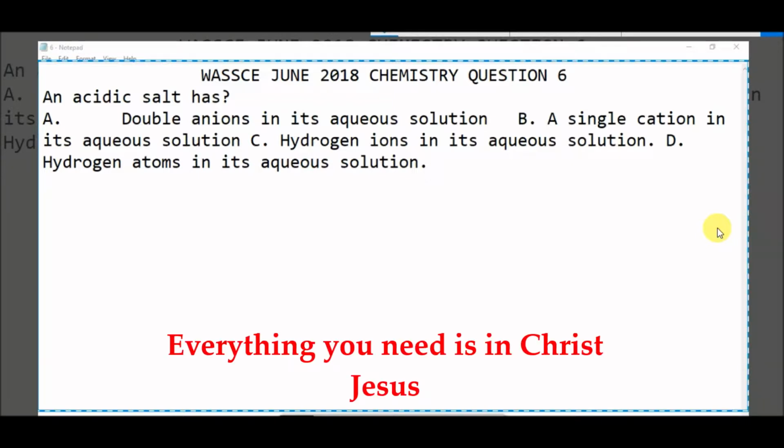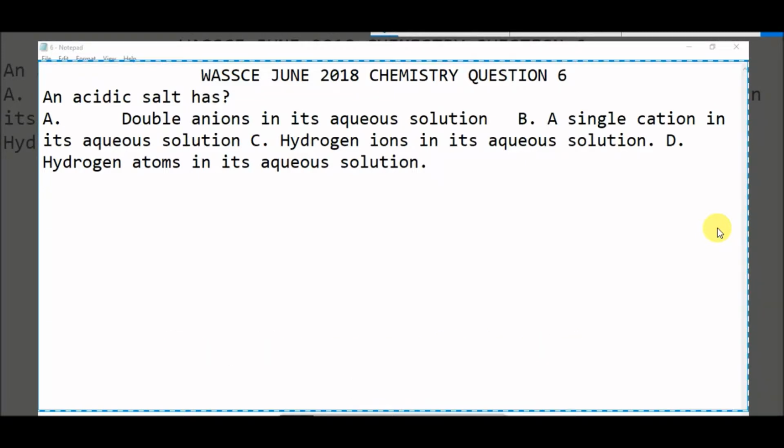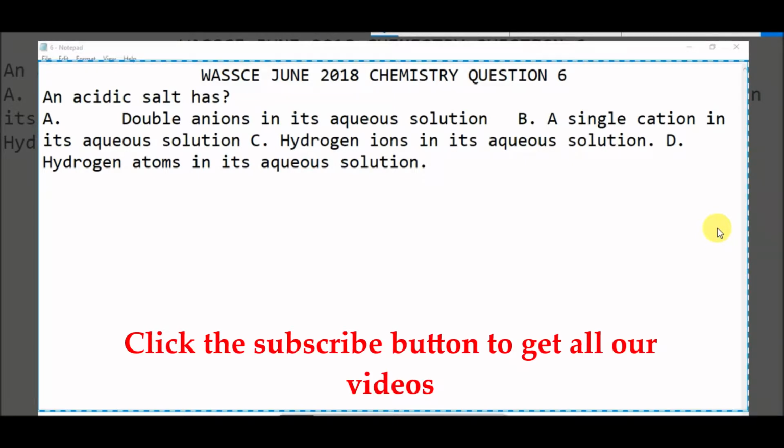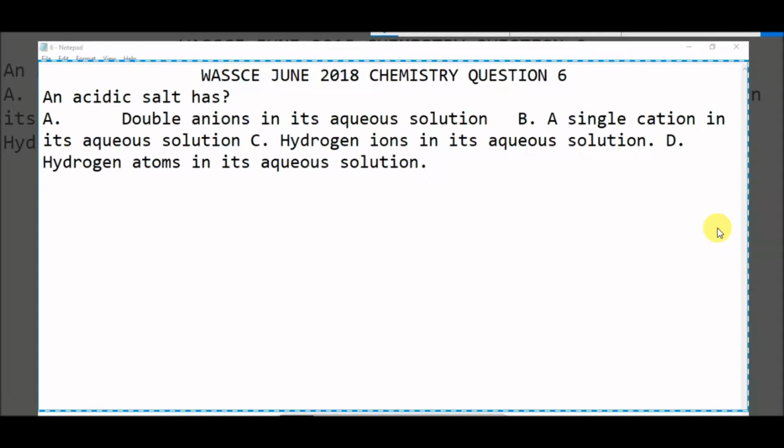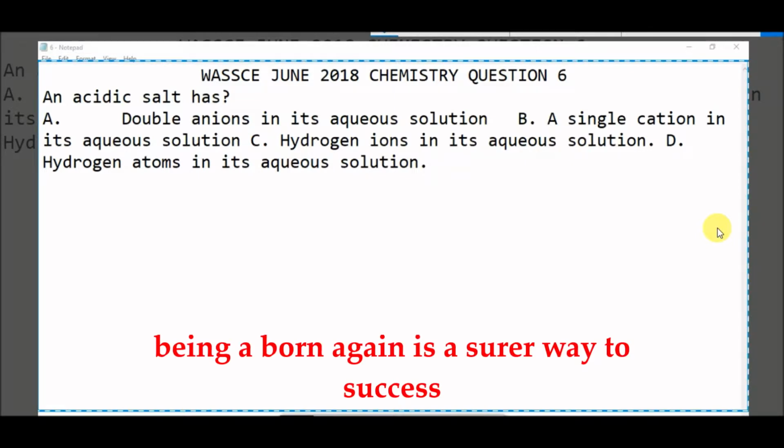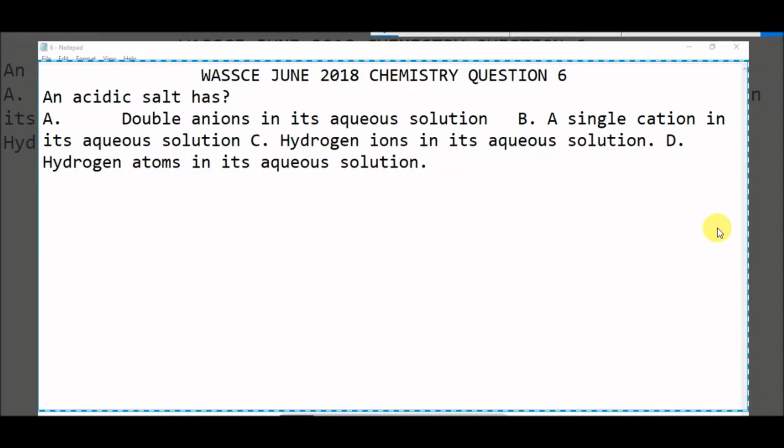Let's look at this question. An acidic salt has: A, double anions in its aqueous solution; B, a single cation in its aqueous solution; C, hydrogen ions in its aqueous solution; D, hydrogen atoms in its aqueous solution. So what is the answer? The answer to this is actually C.